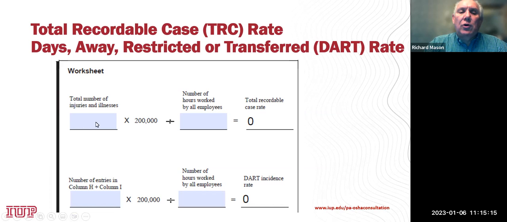So this is just the total number. And then also we look at days away, restricted, and transferred cases, DART. We look at DART cases and put those there. The reason we keep the two statistics is if an injury was serious enough that you lost time away from work or you had to go on restriction or transfer, it's a little more serious injury. So DART is just an index of more serious injuries. Total injuries is just total recordable injuries.